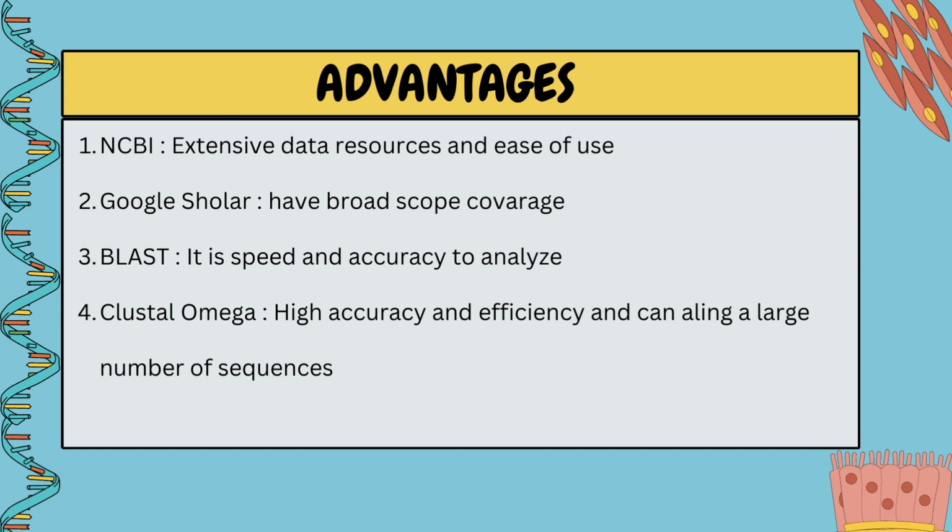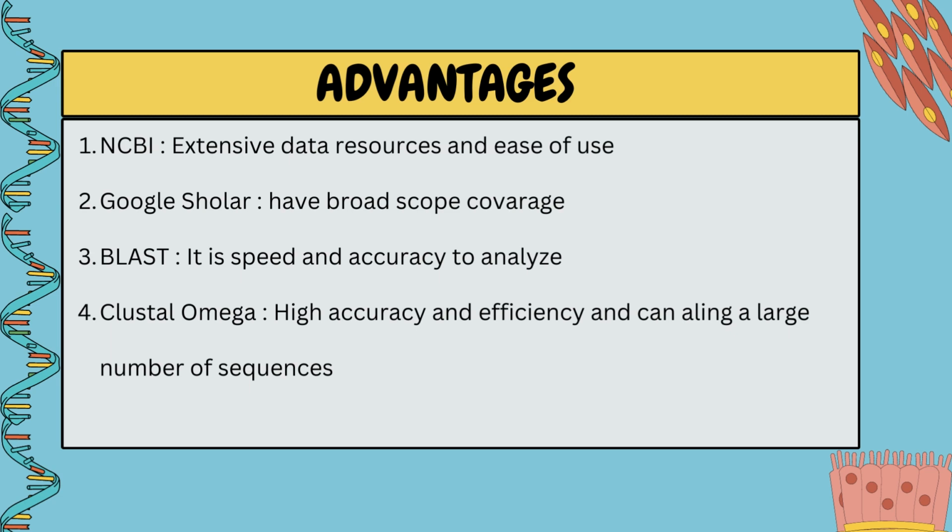The third bioinformatic tool is BLAST. BLAST is Basic Local Alignment Search Tool. BLAST is a powerful tool for searching and comparing nucleotide or protein sequences. It can be used to identify similar sequences in the database and to obtain information about the sequence, such as its biological source and related organism. The advantages of using BLAST include its speed and accuracy and the ability to analyze large datasets.